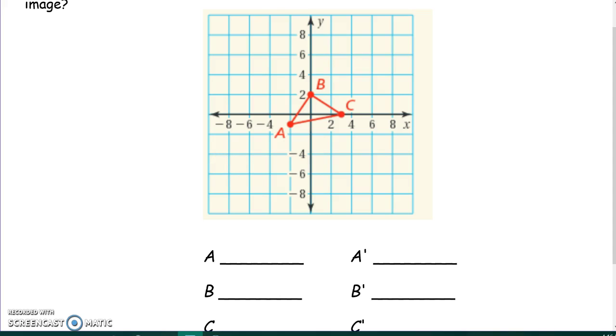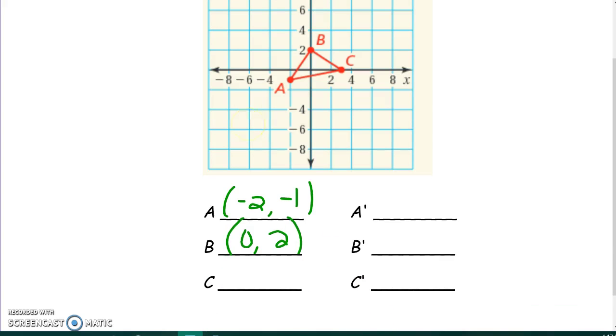Okay, so the original coordinates of point A appear to be at -2, -1. B's original coordinates are 0, 2. And C appears to be at 3, 0.